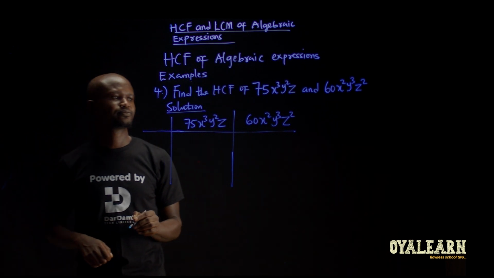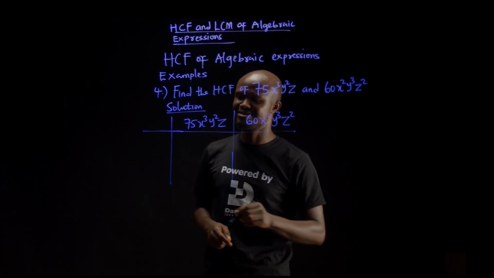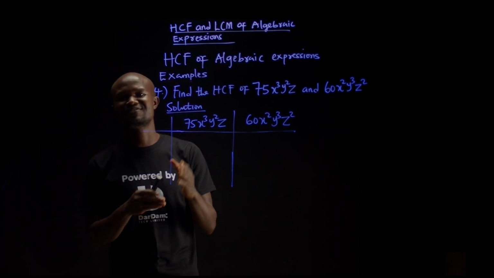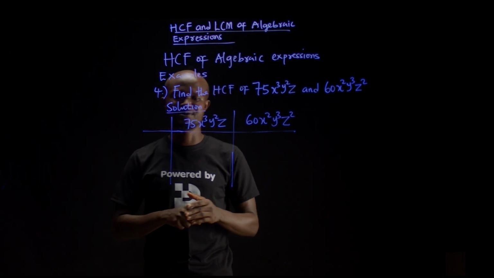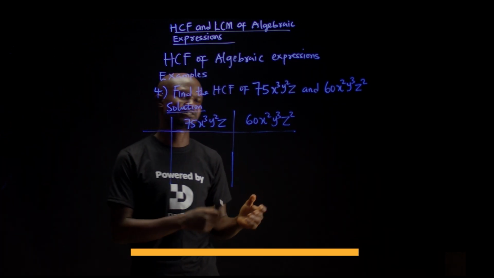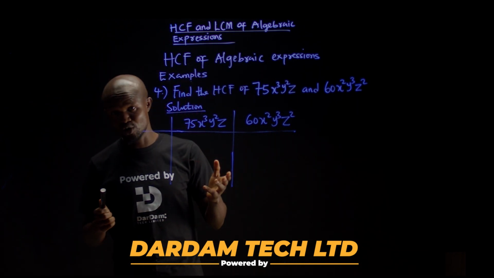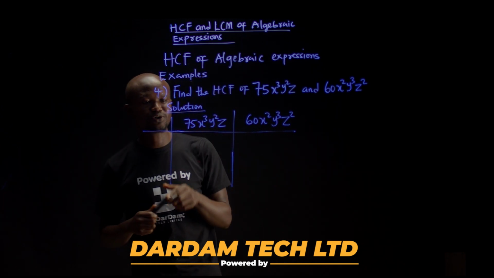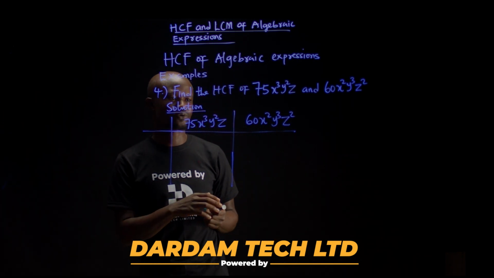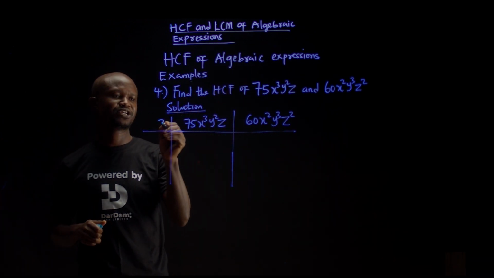Now, this is what we have. Looking at the numeric part, we have 75 and 60. Now we are going to look at numbers that can divide both 75 and 60 without any remainder, from the simple to complex, that is from smaller numbers to bigger numbers. So now 75, 2 cannot go because 2 is not a factor of 75, but 3 can go. We can have 3 here. 3 can also go in 60, so we use 3.